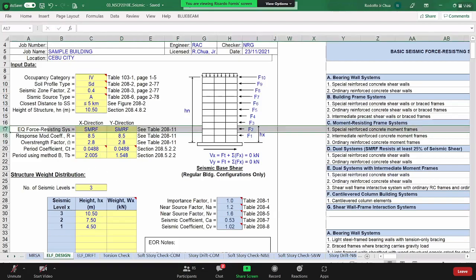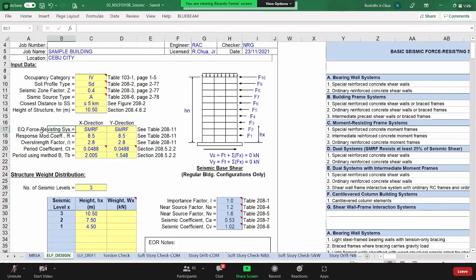The next seismic design parameter is the resisting system that we will use. So we have different systems. We have the special moment frame. We have a shear wall system. But for this exercise, we're just going to consider a special moment frame.